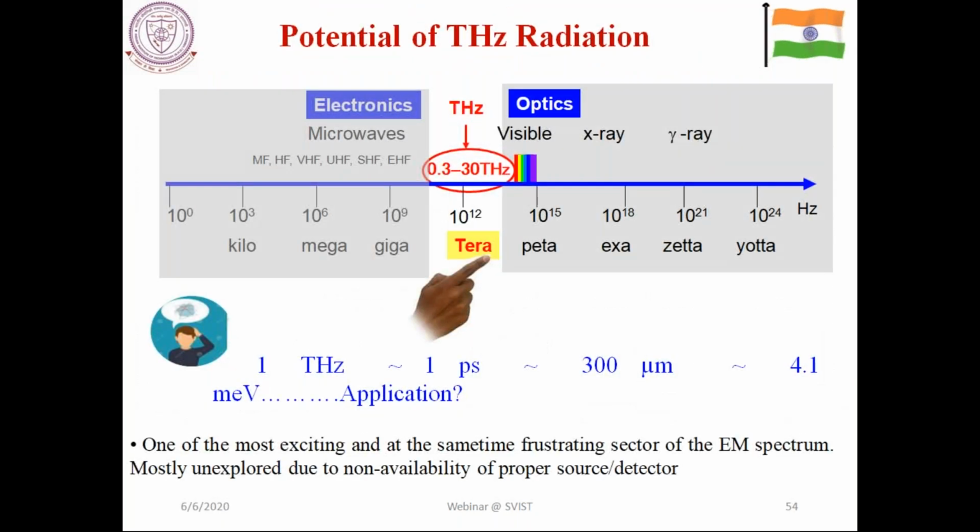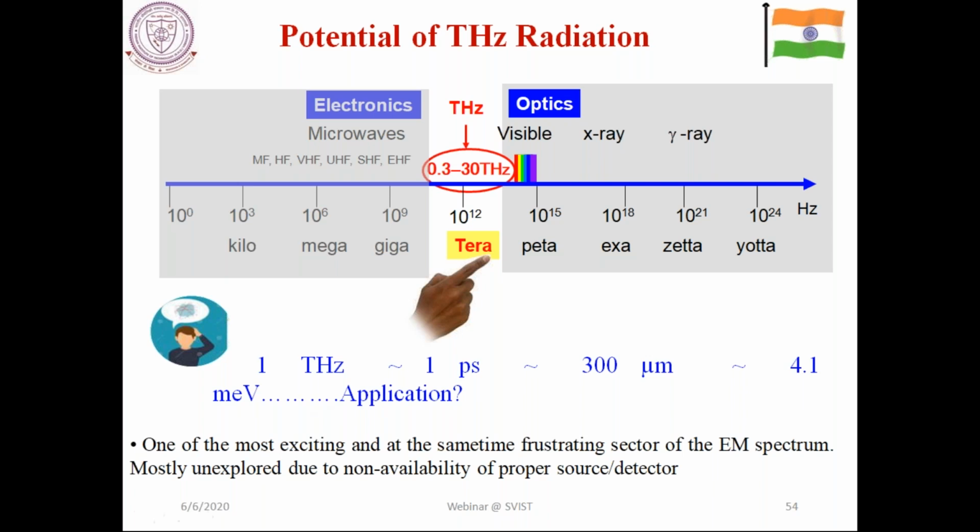I want to make a few highlights about the terahertz. As I have told you, 0.3 to 30 terahertz is the terahertz gap. You can make the bridge between electronics and optics. This is at the same time the most exciting one as well as the most frustrating one, because the availability of a proper source or detector has been missing. If you see 1 terahertz, that corresponds to some 300 micron, and the associated energy, if you do hc by lambda, is something like 4.1 milli-electron volt.